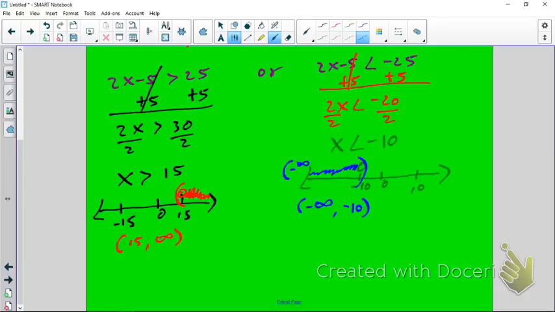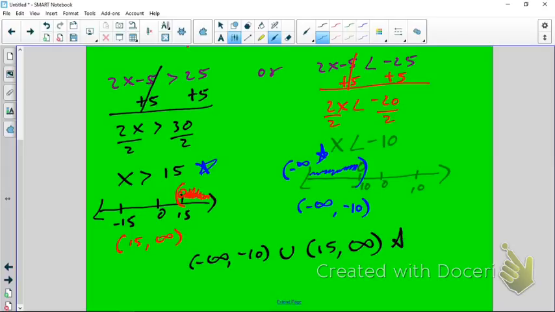Now, because we are talking about the or statement here, it could be somewhere in here where the answer is, or somewhere in here. We have to put the union of these two interval notations. So we have -infinity all the way up to -10, union with positive 15 all the way up to positive infinity.